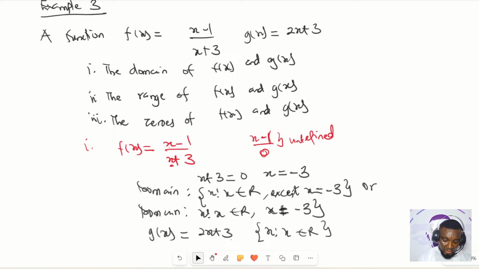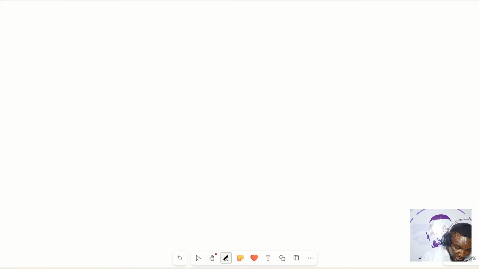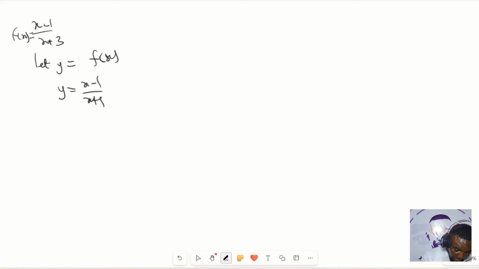So now that we have looked at the domain of the function for f of x and g of x, let's go on to look at the range of the function. For the range of the function, when we have x minus 1 all over x plus 3 for f of x, if we want to find the range, let y be equal to f of x. So y is equal to x minus 1 all over x plus 3. Let me clean that and write it.